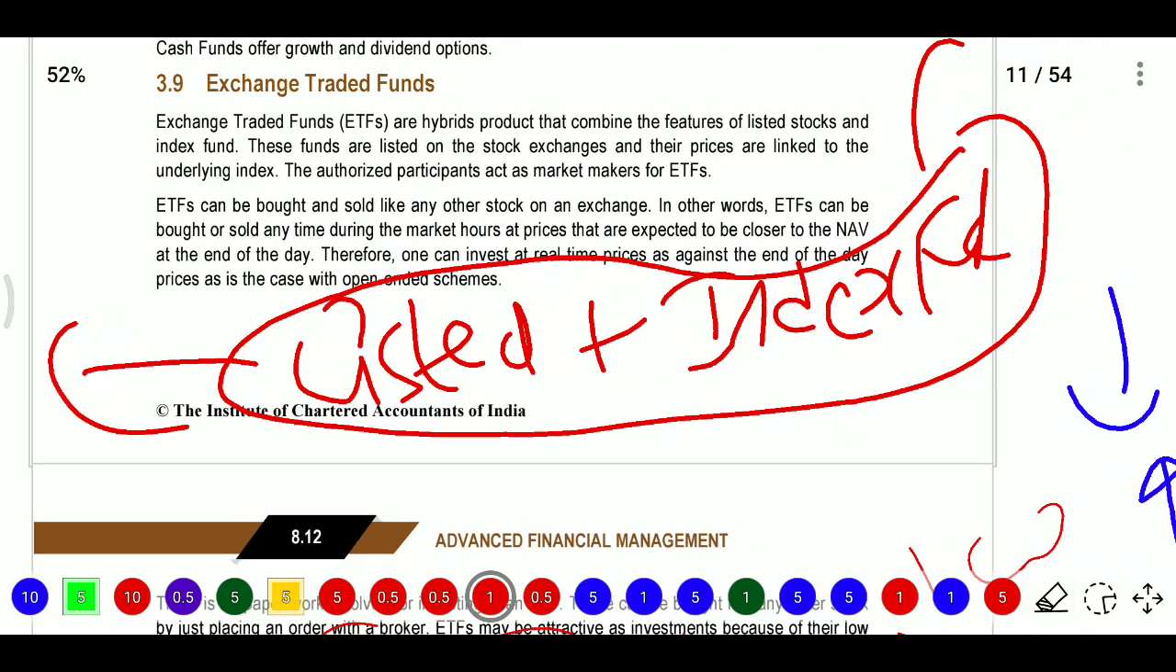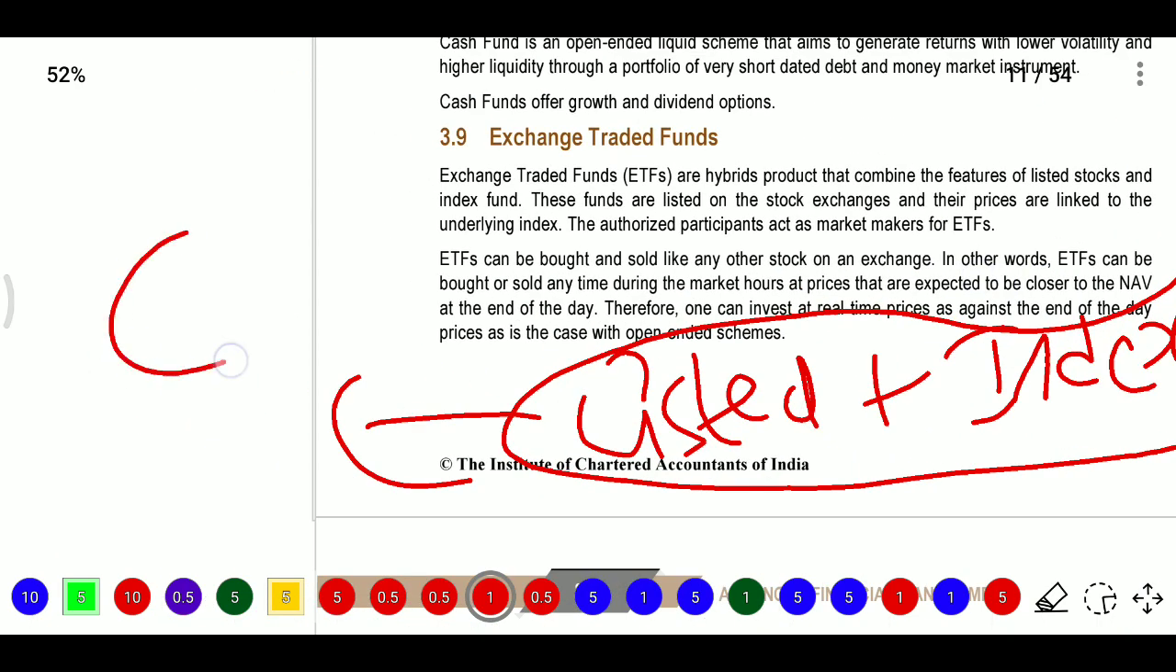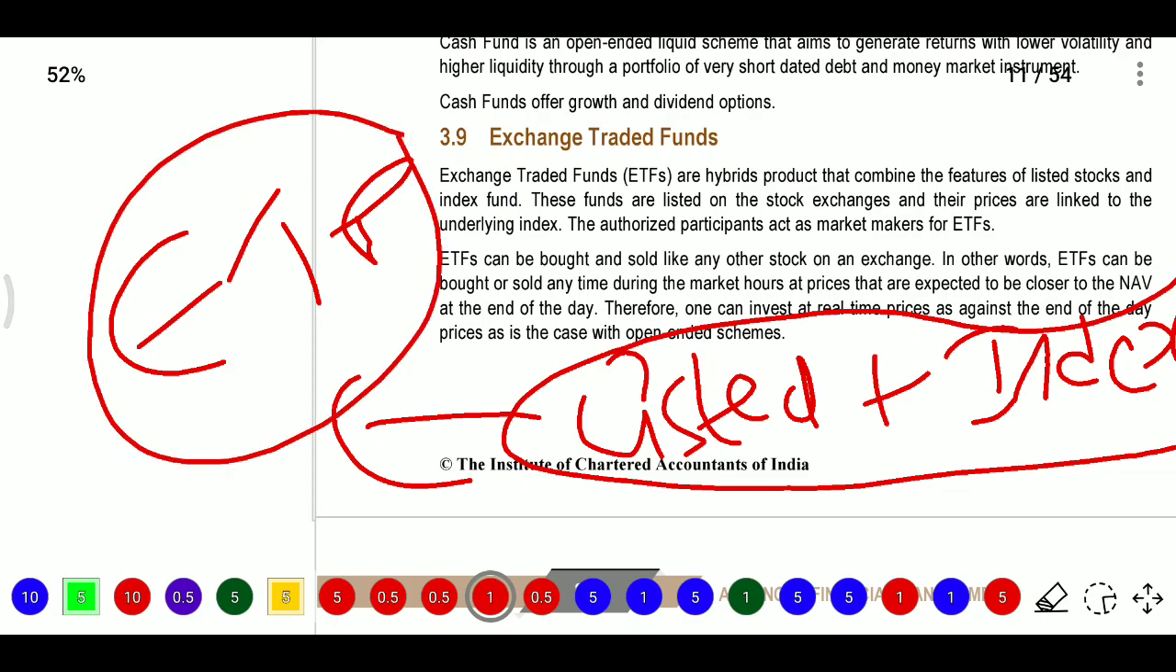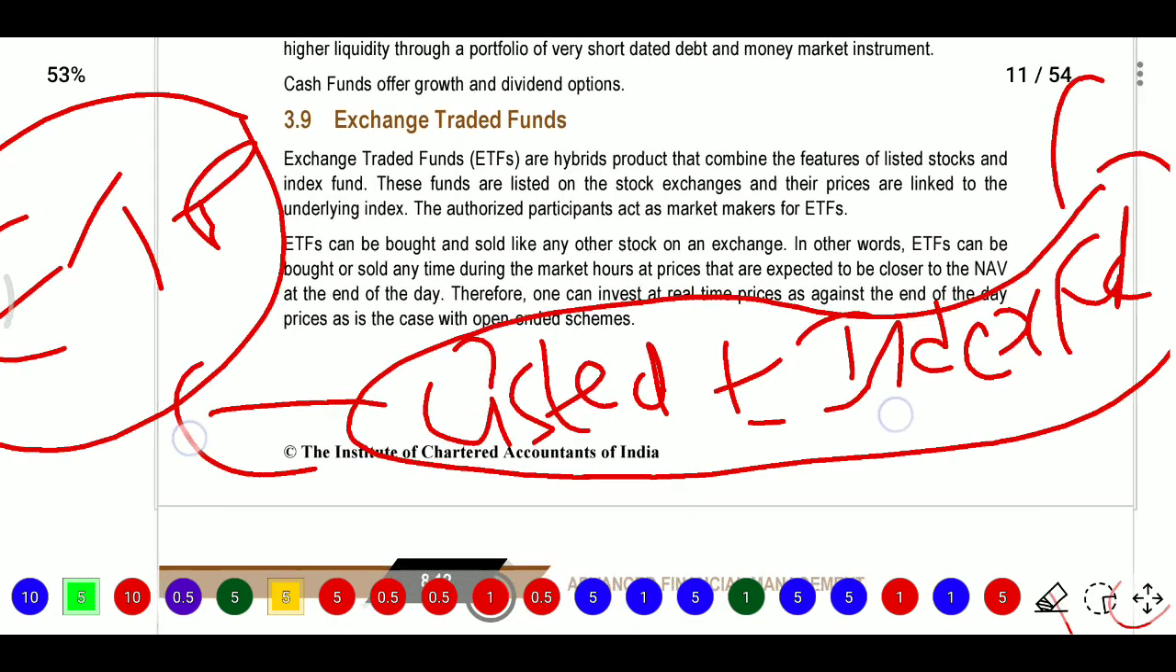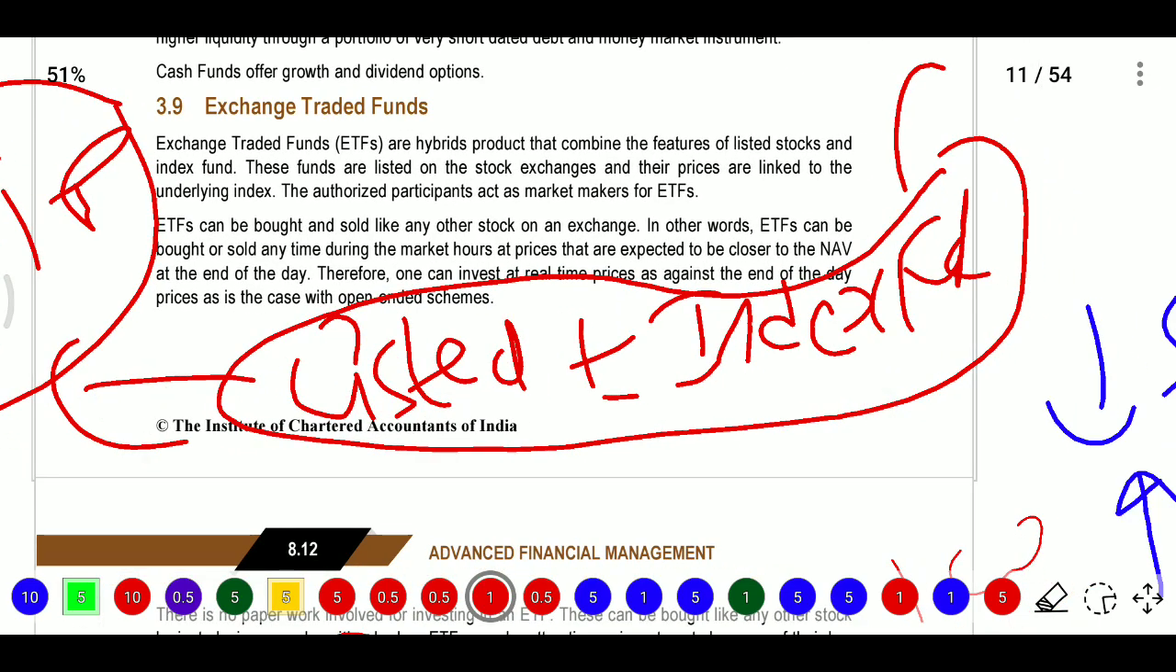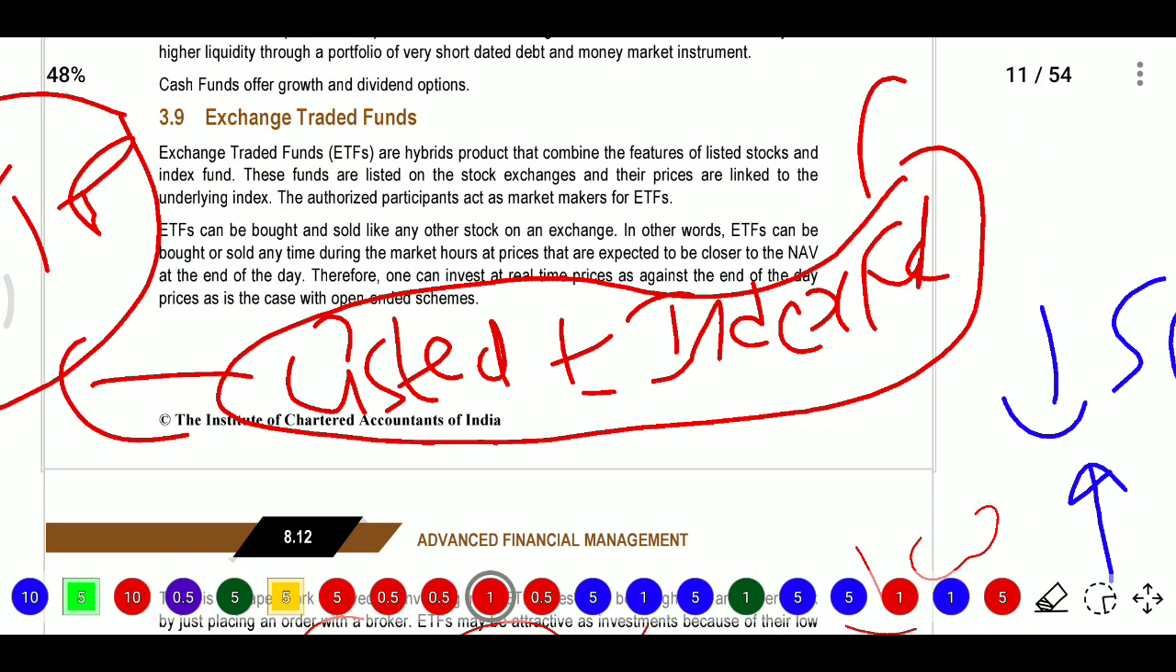ETFs can be bought and sold like any other stocks. For example, if you see Reliance stock, you can buy Reliance stock or you can sell Reliance stock. Same as this, you can buy and sell ETFs like any other stocks on the exchanges. In other words, an ETF can be bought or sold anytime during market hours. Market hours means 9:15 to 3:30 p.m. is the market timing, at prices that are expected to be close to the NAV at the end of the day.